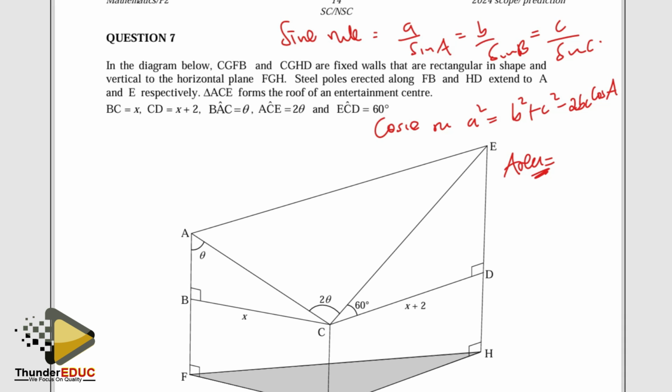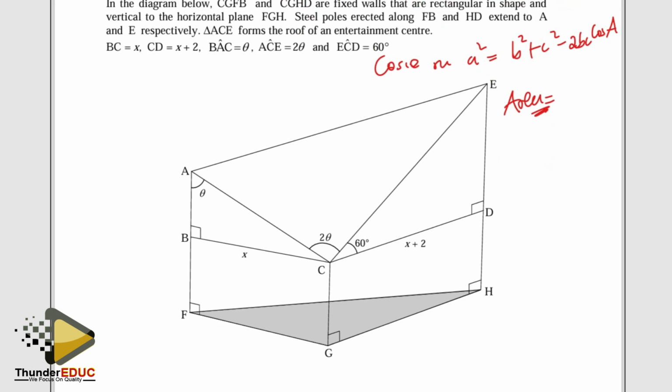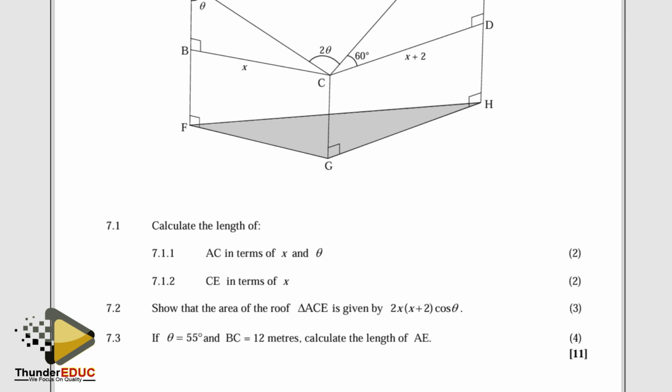So in the diagram below, CGFB and CGHD are fixed walls, rectangular in shape and vertical, the horizontal steel poles are erected, and so on. So BC is x, CD is x plus 2, BAC is theta, AC is 2 theta, and then ECD is 60 degrees. Okay, so all that information is being represented within the drawing, so there's no need to stress. So 7.1, they want us to calculate AC in terms of x and theta.